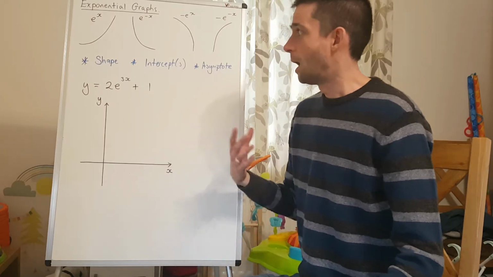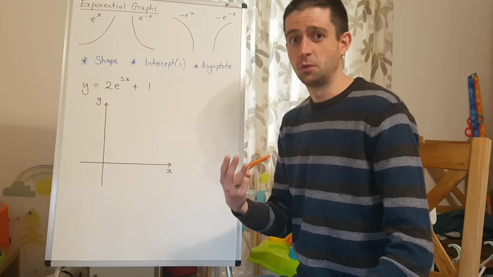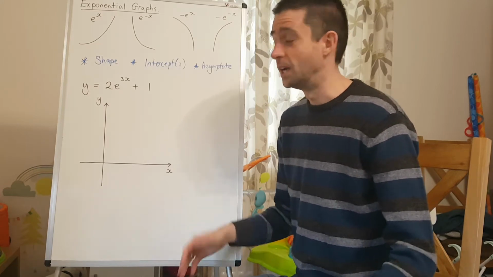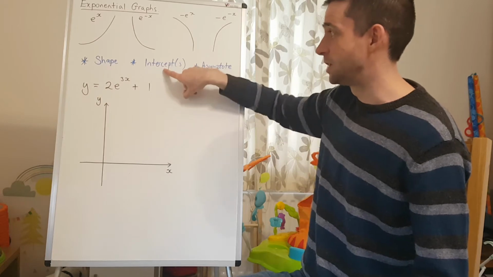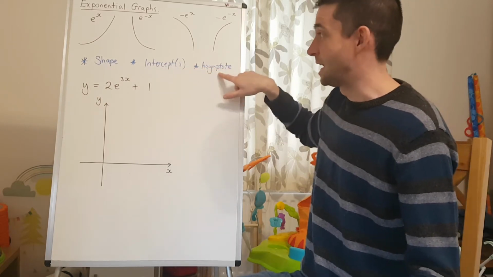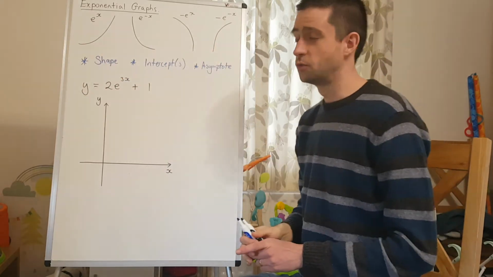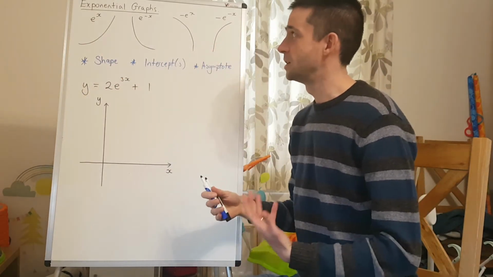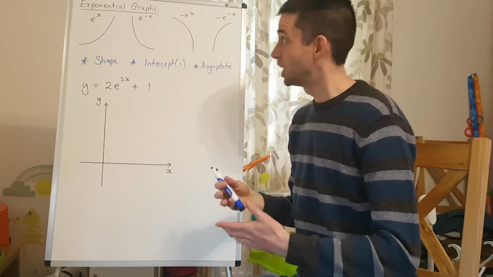There are 3 things that we need to consider when sketching exponential graphs, and indeed when sketching any graphs really, and those 3 things are the shape, the intercept or intercepts, and the asymptote. Now what I've done up at the top of the board here is I've drawn the 4 different ways that an e to the power of x sketch could take shape.